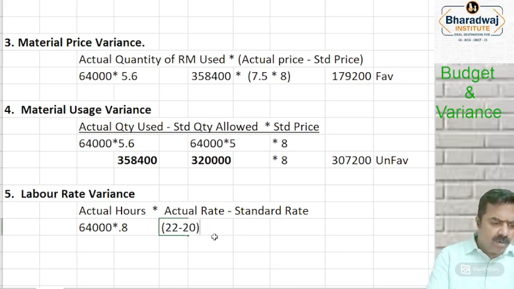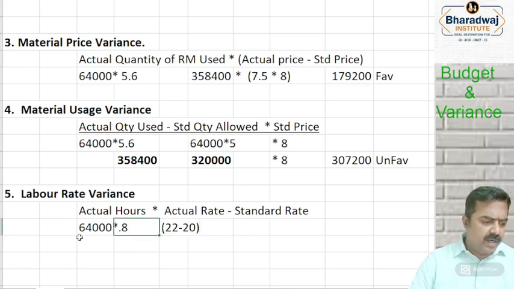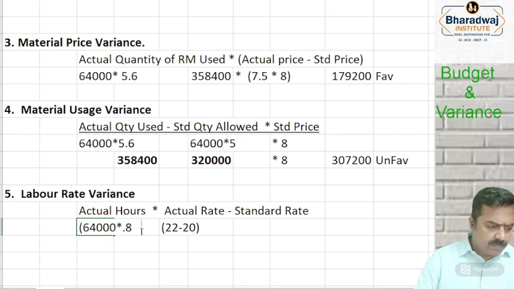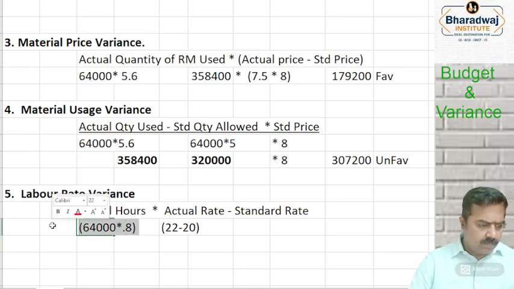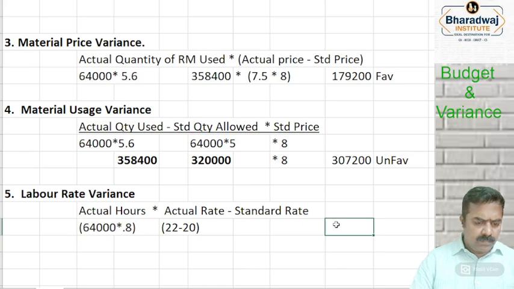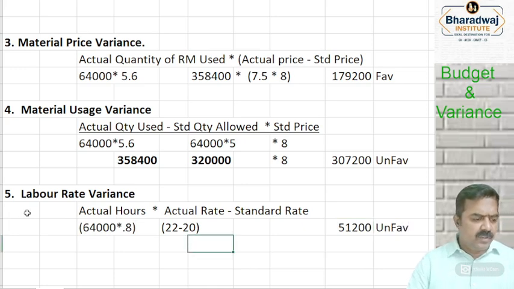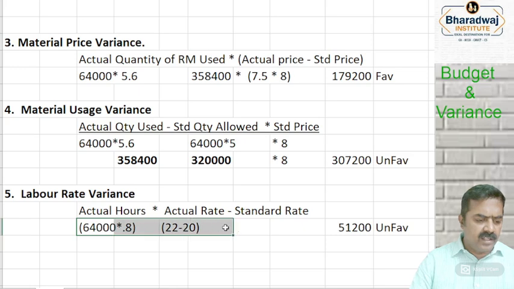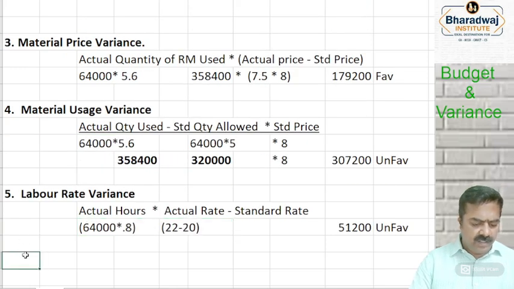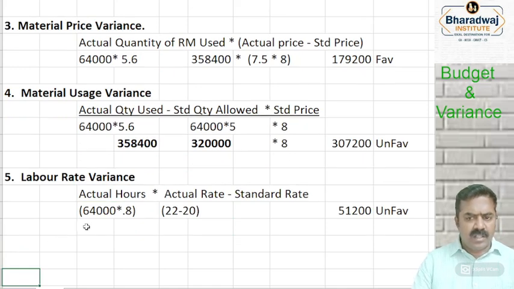We spent more. Actual payment is made more than the standard payment. Is it favorable or unfavorable? Unfavorable. We paid more rate than the standard rate, so it is unfavorable variance. What is the next one they ask for? Labor efficiency variance.